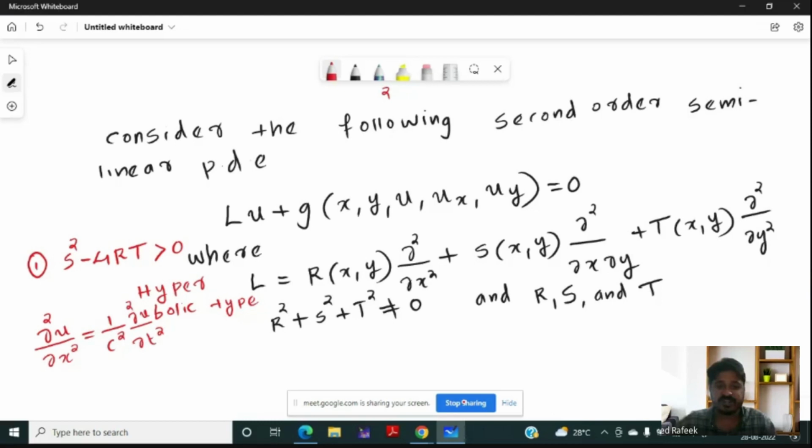This is the case, then it is called a hyperbolic type, and this is the example for that: ∂²u/∂x² = (1/c²) ∂²u/∂t². It means the wave equation. Now come to the second case.